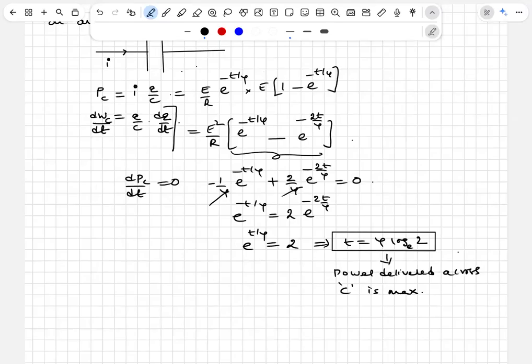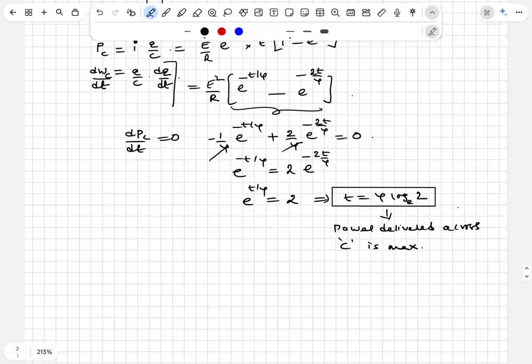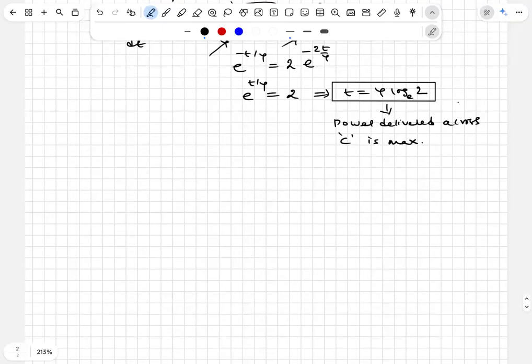Any doubt till this point? Next. What about the resistance? So the power delivered across the resistor is I squared R. I squared R means E squared by R times e to the power of minus 2t by tau.